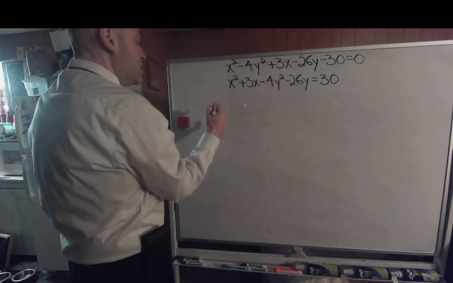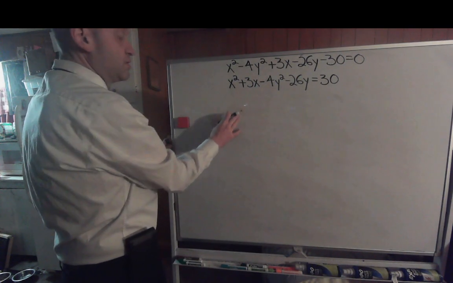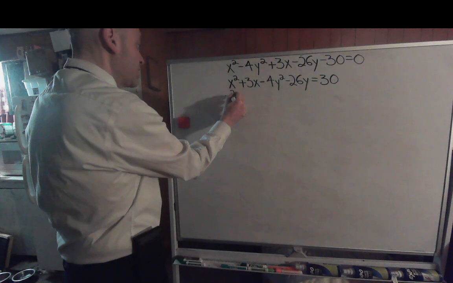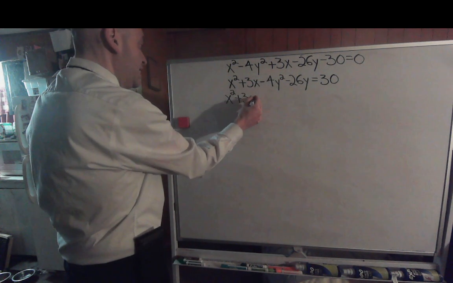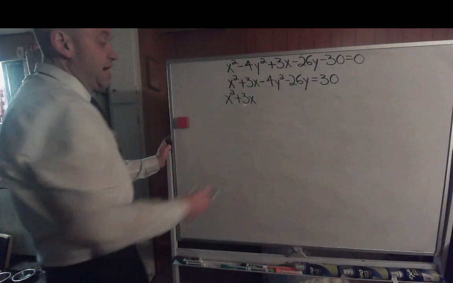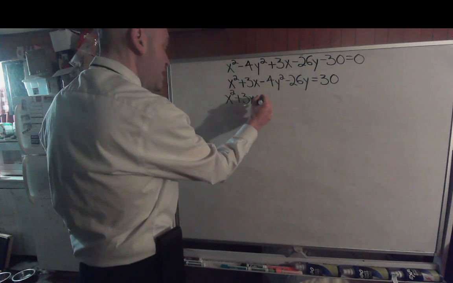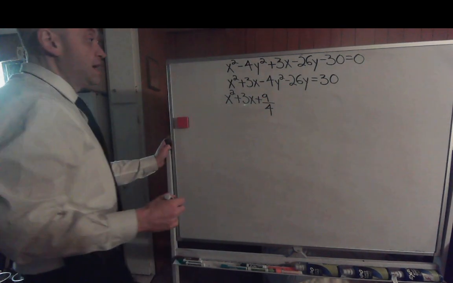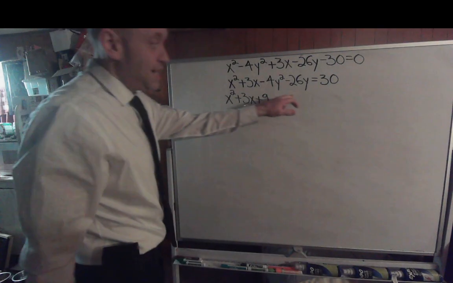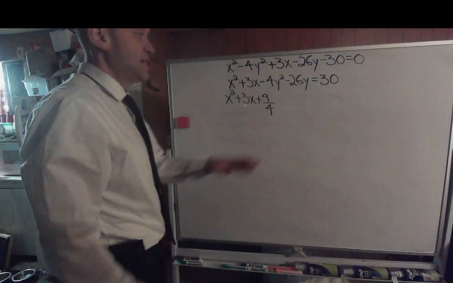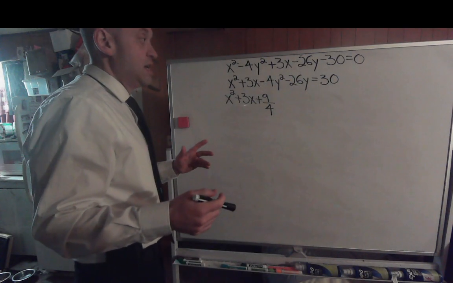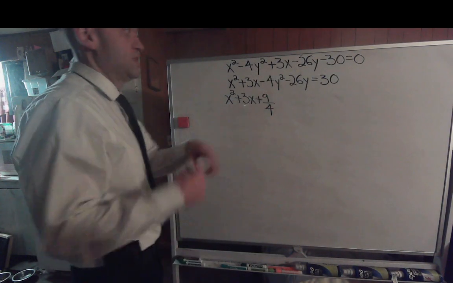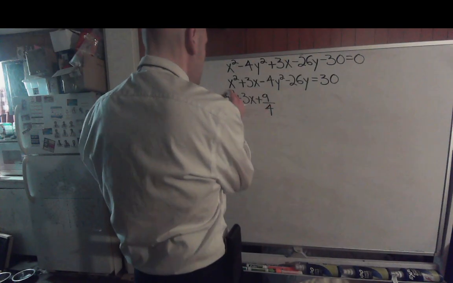So, good news is for the x, your leading coefficient is 1. So, this will be x squared plus 3x. Now, half of 3 is 3 halves. You square that, you would get plus 9/4. Now, notice with the y's, however, 4 and 26 don't factor evenly. But to complete the square, you still have to factor out the leading coefficient. So we got to factor out all that.